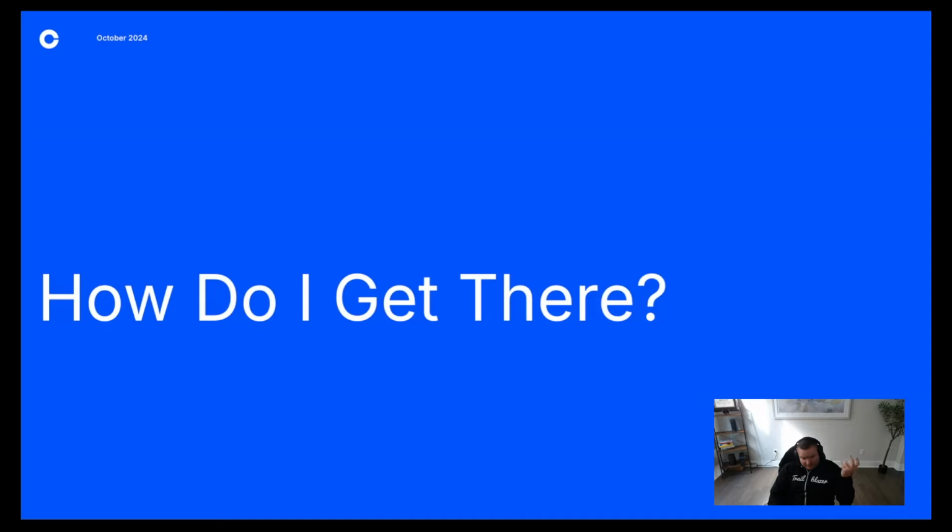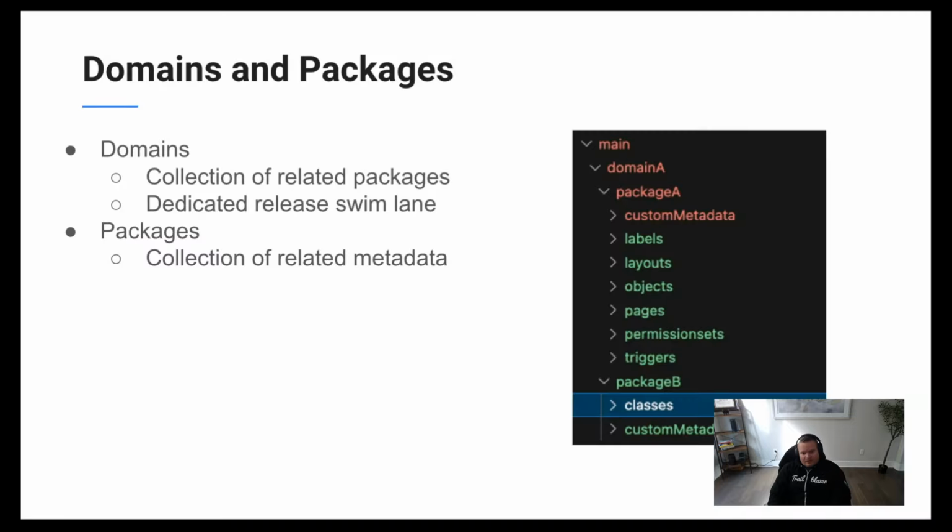So that all sounds great. I'm sure a lot of you are probably like, yeah, I'd love to do that, but it sounds really challenging. I've got an old org. It's got a ton of metadata in it. I've got a lot of teams with varying skill sets. So how do I get there?